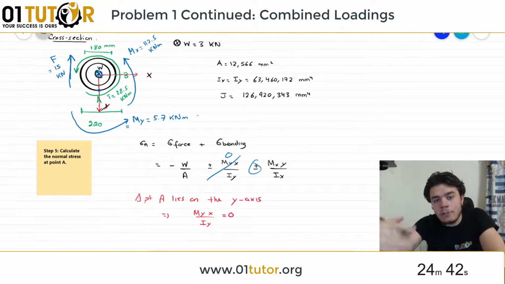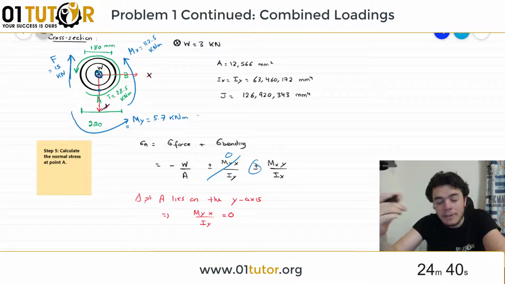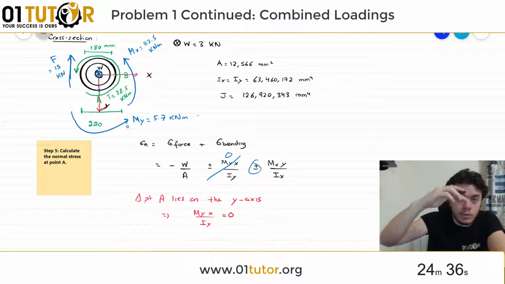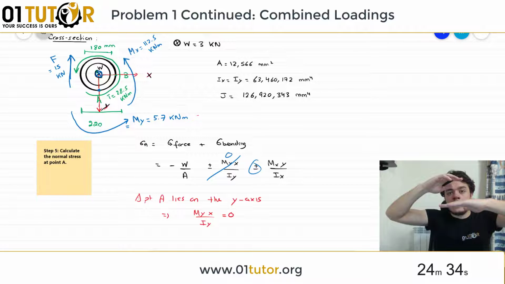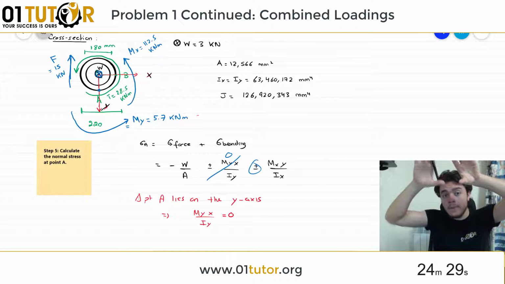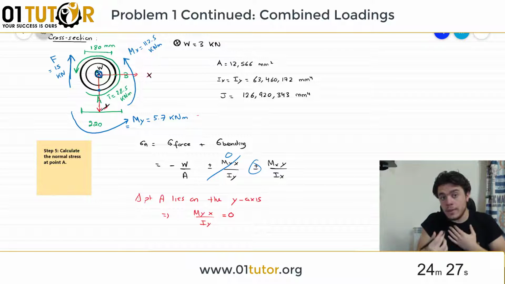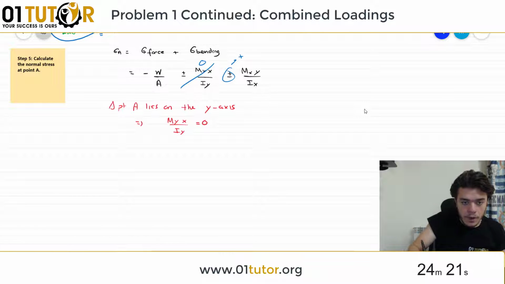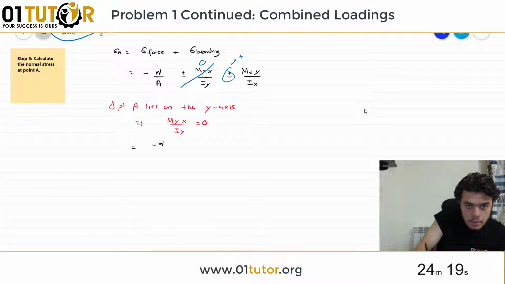Is point A under compression or under tension with respect to Mx? With respect to Mx, notice that Mx separates the cross section into a compression zone at the top due to the presence of the arrow and a tension zone at the bottom, and so point A is under tension with respect to Mx. So this is going to be a plus, and therefore you're going to have in here minus W over A plus MxY over Ix.